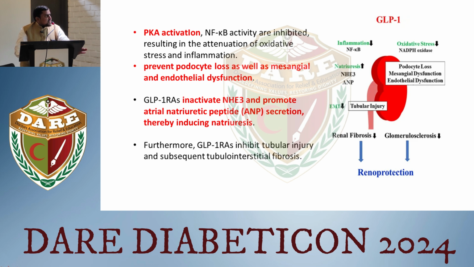Natriuresis is the actual main effect of GLP-1 with regard to the kidney. They also promote the atrial natriuretic peptide, which causes afferent arteriolar vasodilation and overall helps in preventing fibrosis.